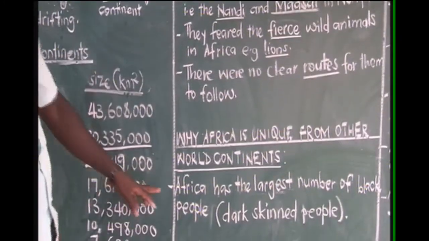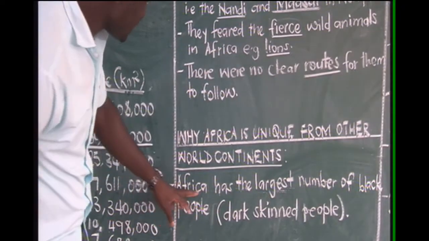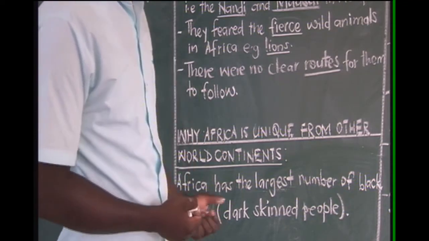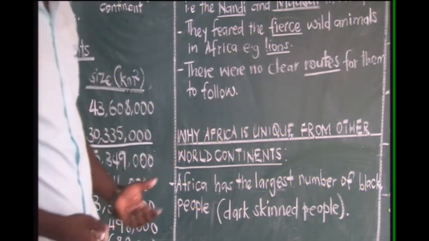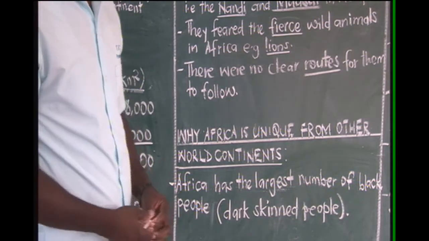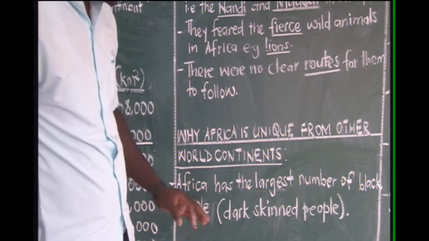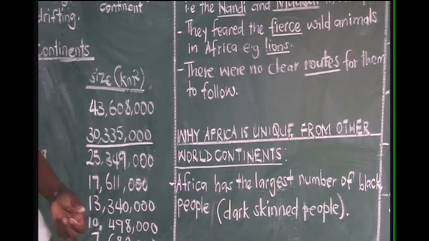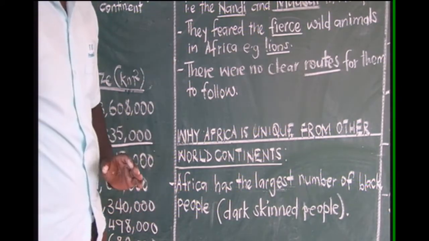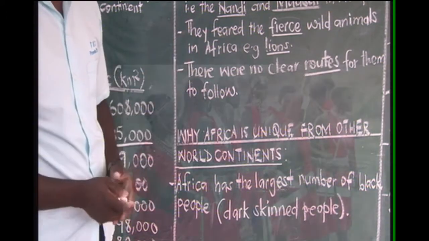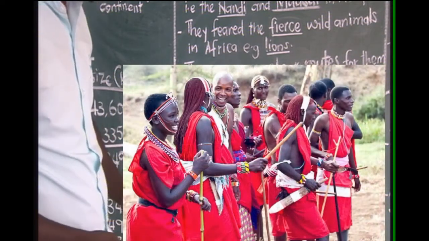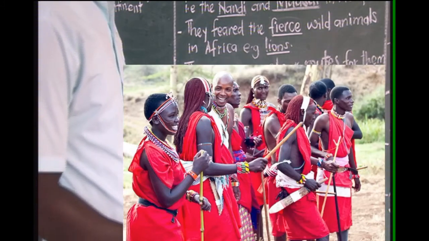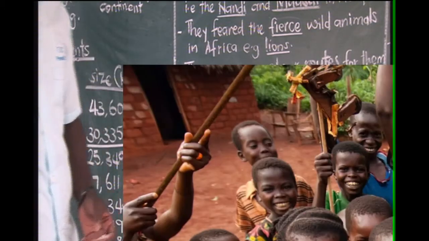Number one, the blessing that Africa has is that Africa has the largest number, or the highest number, of the dark-skinned people, the blacks. That is what makes Africa to be unique. That is the pride for Africa. It is that continent with the highest number of the dark-skinned people. So that is the first thing that makes us in Africa to be unique from other worldly continents. There is no other worldly continent with the highest number of black people than Africa. That is number one.